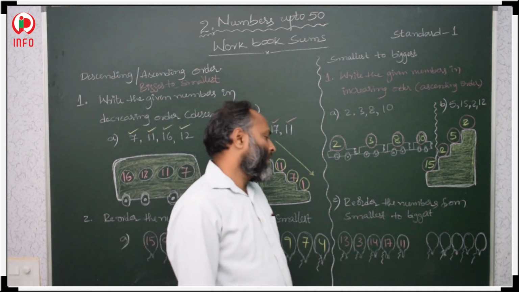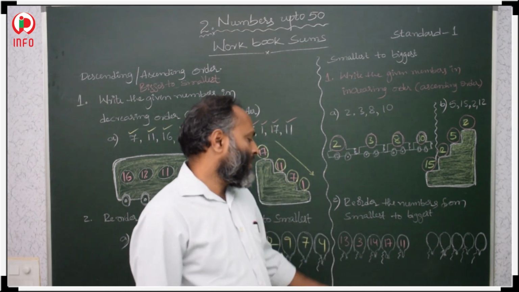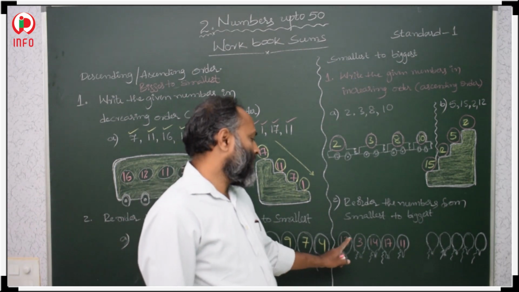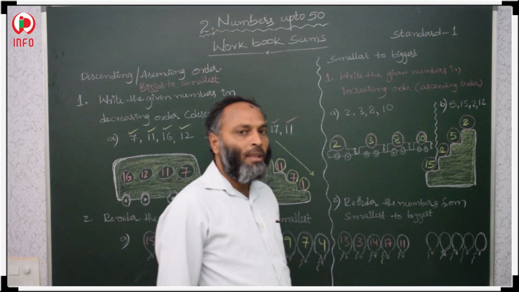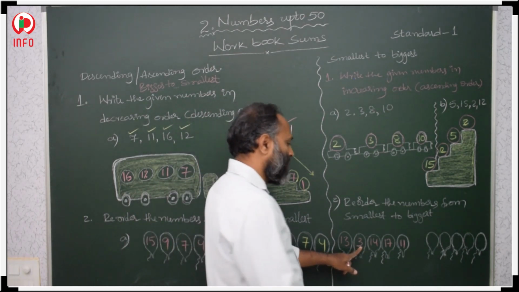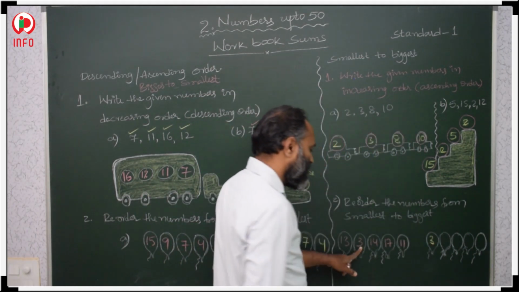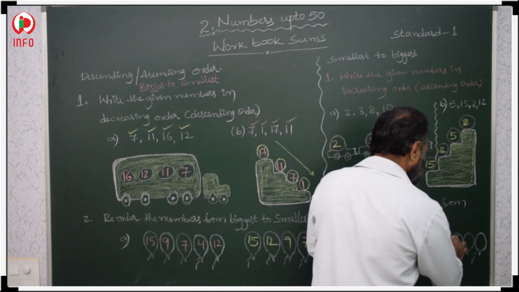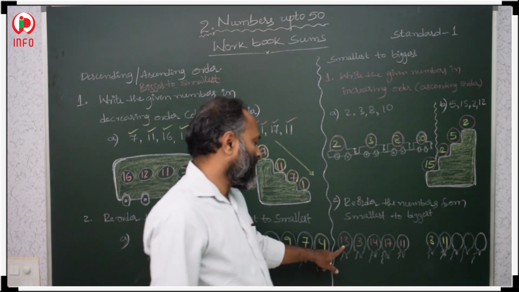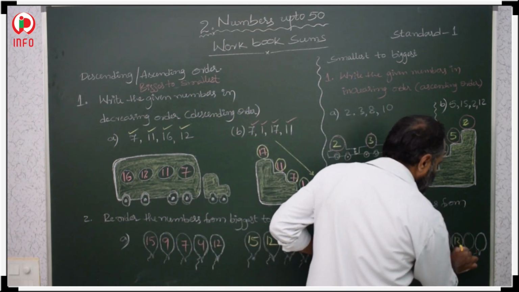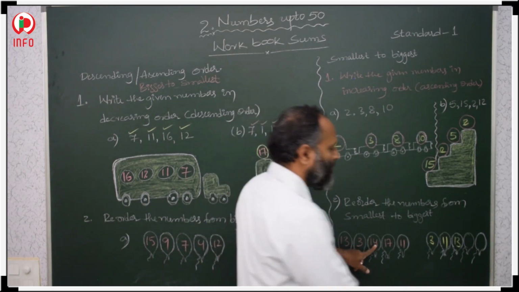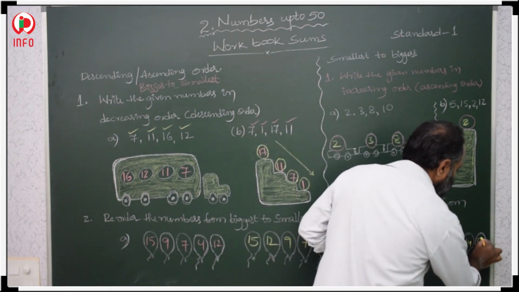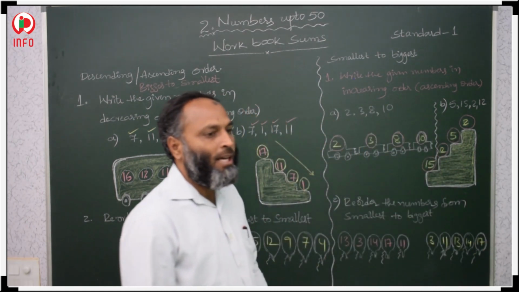Increasing order. Here also some balloons are given, with some numbers on the balloons. We have to arrange smallest to biggest: 13, 3, 14, 17, 11. First we take the smallest one. 3 is the smallest, and bigger than this is 11. Bigger than this, in the given values, is 13. Bigger than 13 is 14. Bigger than 14 is 17. These values are in ascending order.